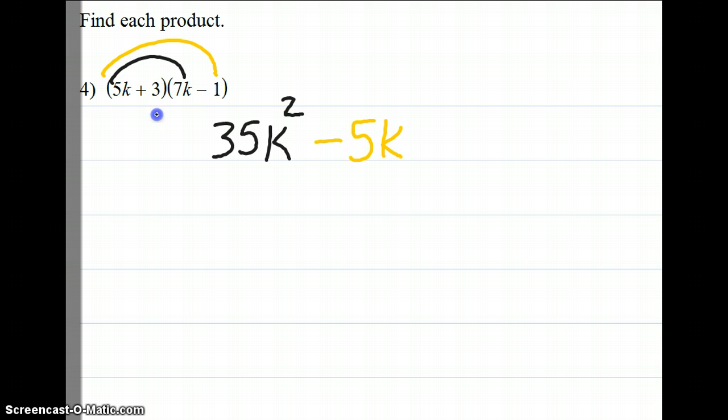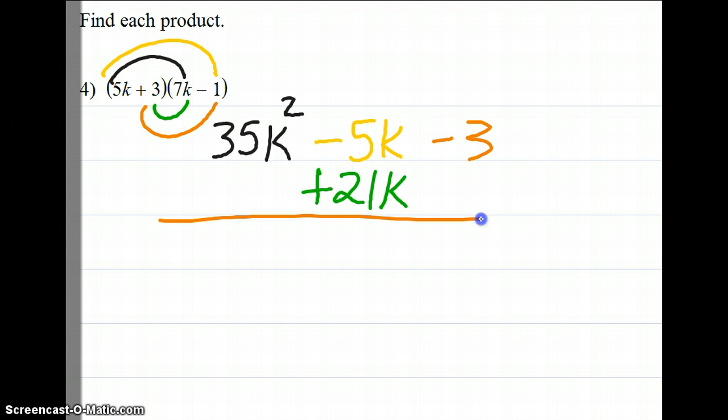We'll take the inside terms. We'll get a 21K. And we'll take the last terms, which is a 3 times a negative 1, which will give you a negative 3. Again, by doing it this fashion, you have already lined up like terms. Final answer. We have no other k squareds.